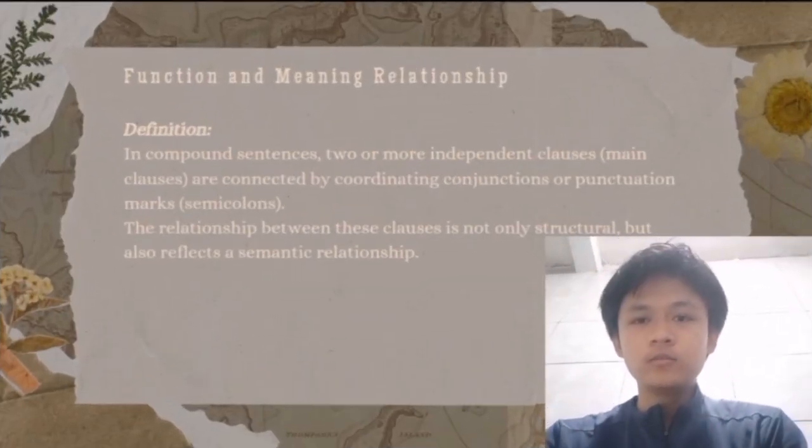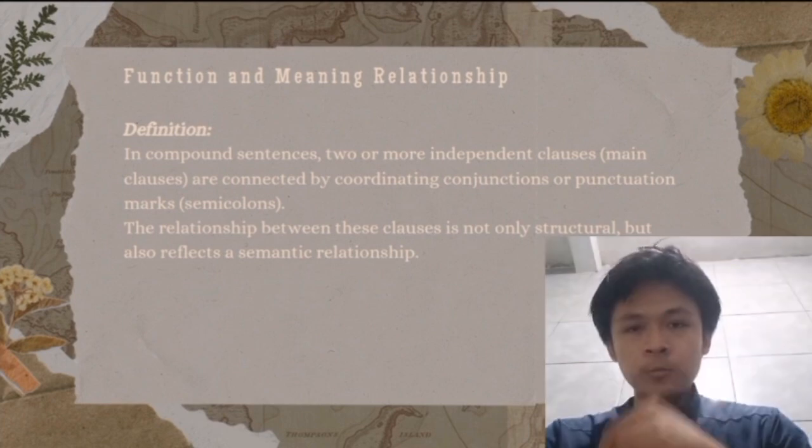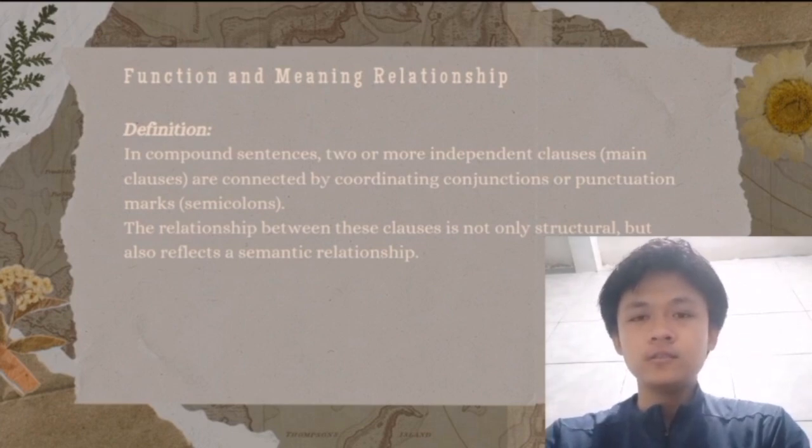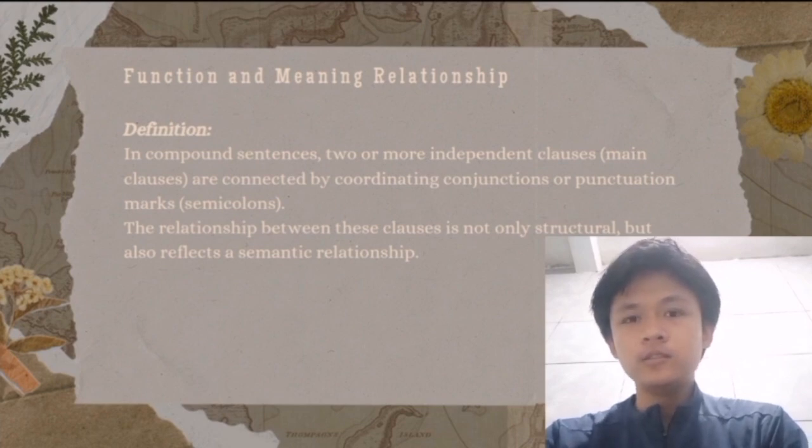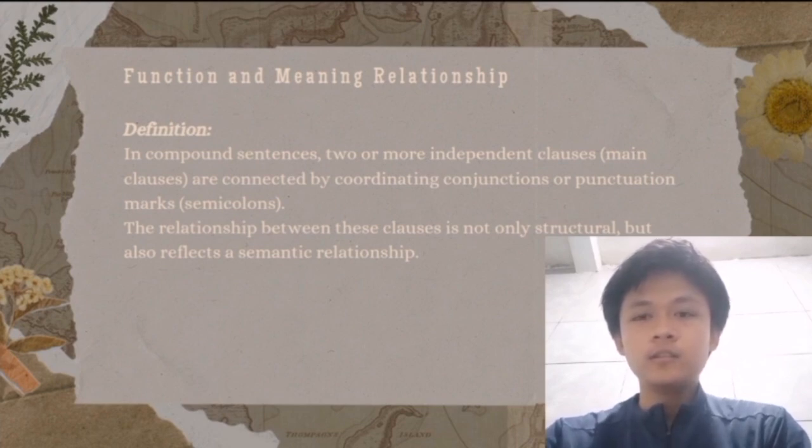Okay, I would like to explain the function and meaning relationships between clauses in compound sentences. As we know, a compound sentence consists of two or more independent clauses. These clauses are joined by coordinating conjunctions such as and, but, so, or, and nor. Even though the clauses are structurally equal, they are not a meaningless combination. Coordinating conjunctions show a specific semantic relationship between the clauses.